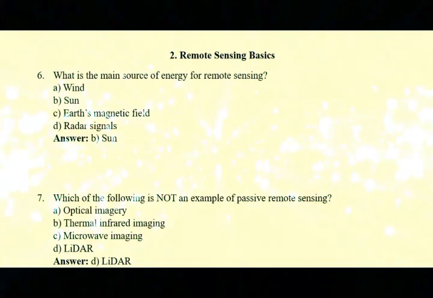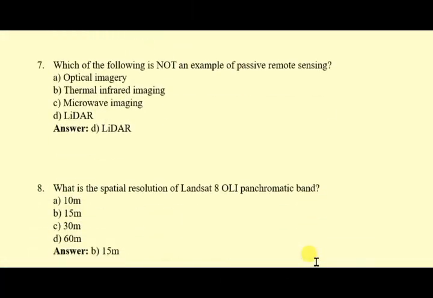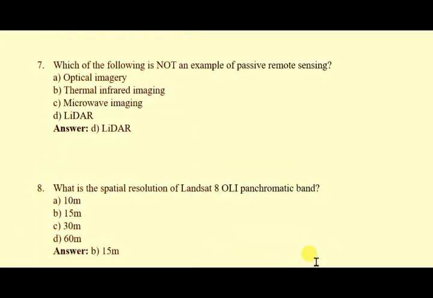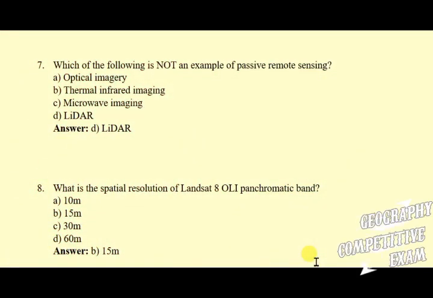And the seventh question is, which of the following is not an example of passive remote sensing? Optical imagery, thermal infrared imaging, microwave imaging, LIDAR. LIDAR will be the right answer.